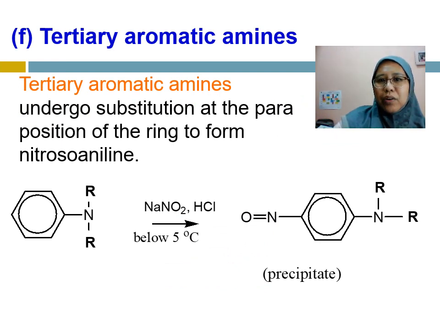Now, tertiary aromatic amines are going to give a unique product when they react with nitrous acid. It's going to form a yellow precipitate, which is a compound called nitrosoaniline. It has a substitution reaction happening at the para position. So that is what and why it is special.